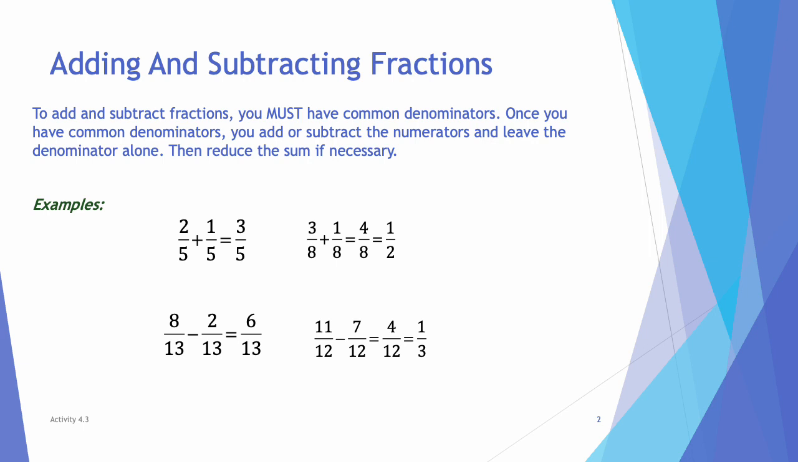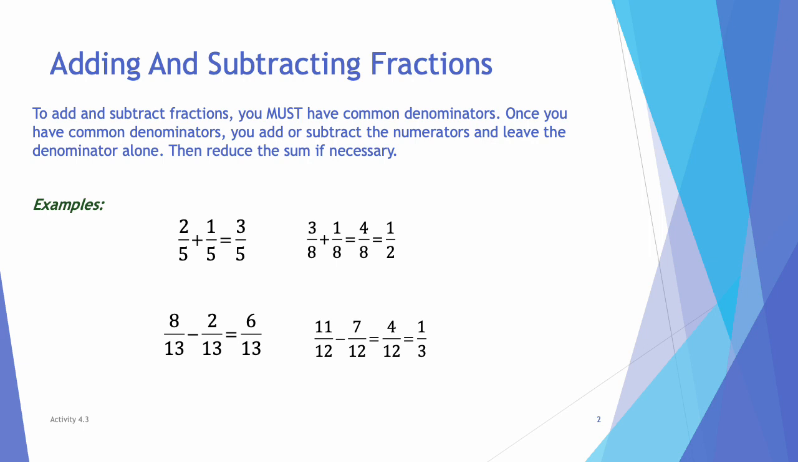Here in these examples, in the first one we're adding 1/5 plus 2/5. We add the numerators and get 3 and leave the denominator alone, and the answer is 3/5. In the next one, we're adding 3/8 plus 1/8, which equals 4/8. And since 4/8 is not in lowest terms, we reduce it to 1/2.